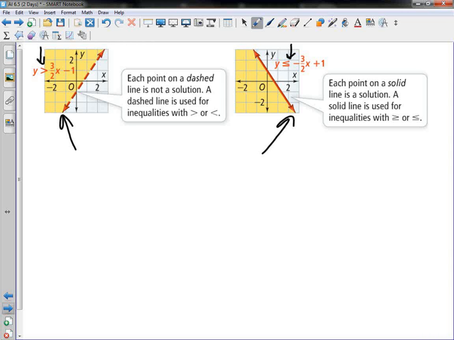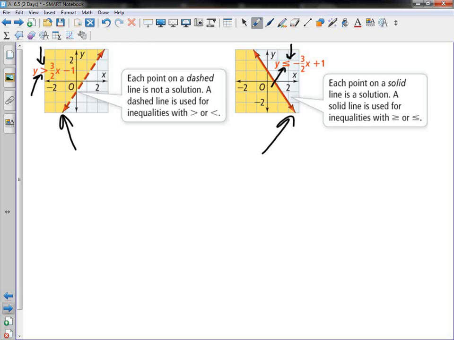Anytime it's got the line underneath, like the one on the right, see how it has the or equal to sign right there? It will be a solid line. So basically, you need to remember, if there's a line underneath, it's going to be a solid line. Over here, where there's no or equal to part, it's a dotted line. So if there's no line, it's a dotted line.